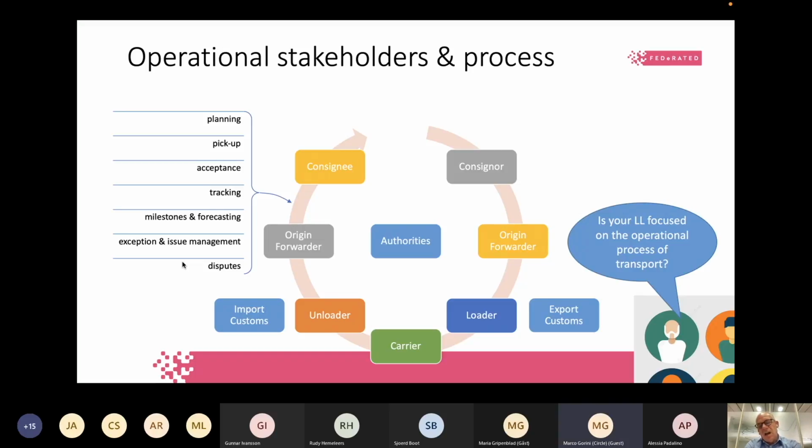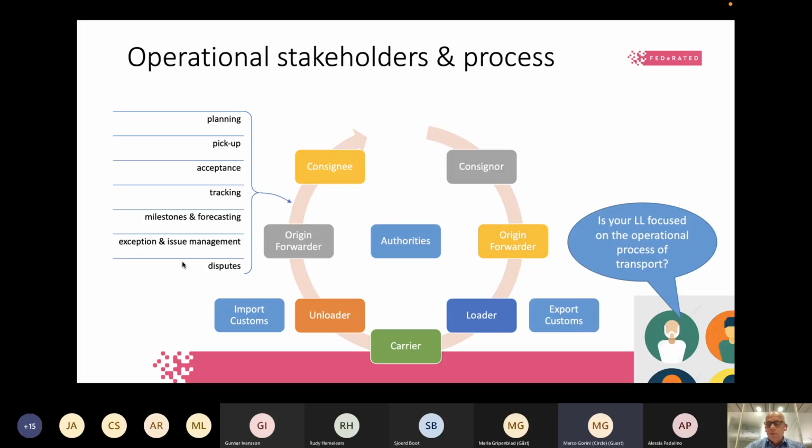And so chances are that your living lab is focusing on this part and not on the commercial part that I just mentioned before, but more on the operation side of things. In other words, the stakeholders you're dealing with may be on this diagram here. And then if you look at the actual process that happens almost at every step of the way, there's a planning cycle, freight gets picked up, and may have to be accepted before we can actually move on.